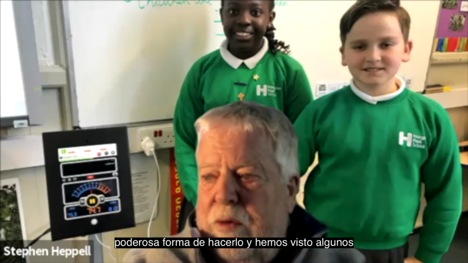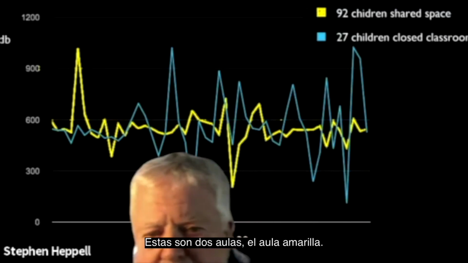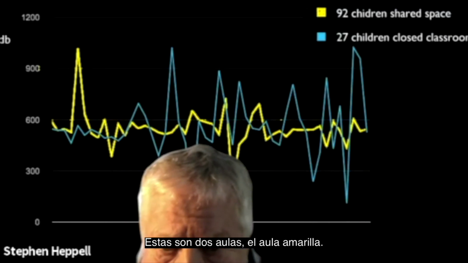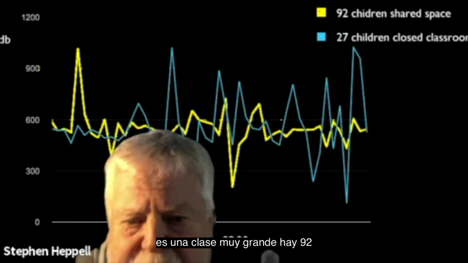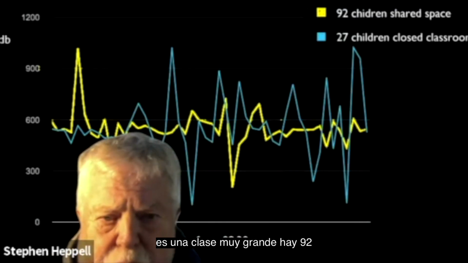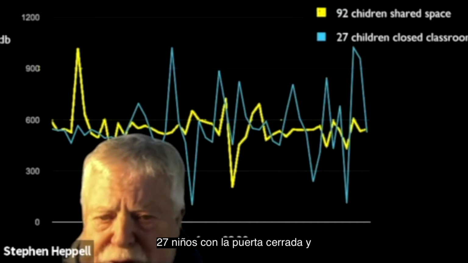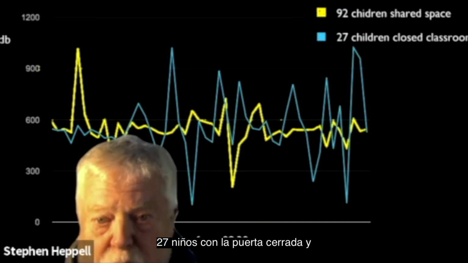And we've seen some interesting results from all this. Here's some. This is two classrooms. The yellow classroom is a very large class. There are 92 children in the class. The blue one, I think there are 27 children in the class with the door shut.